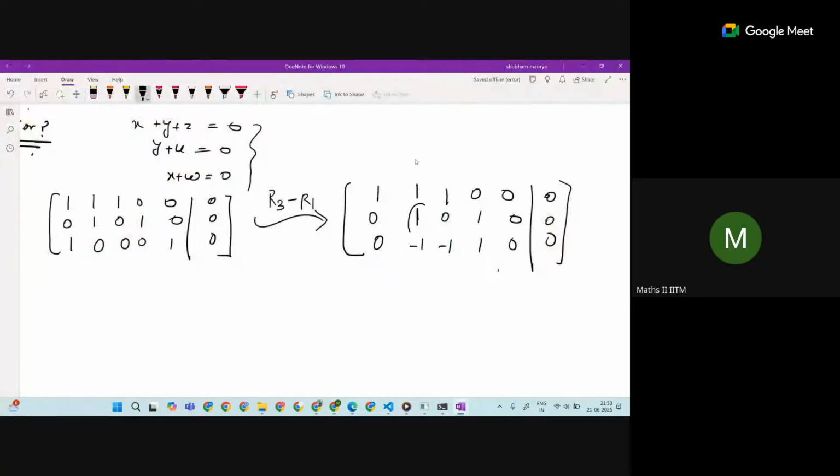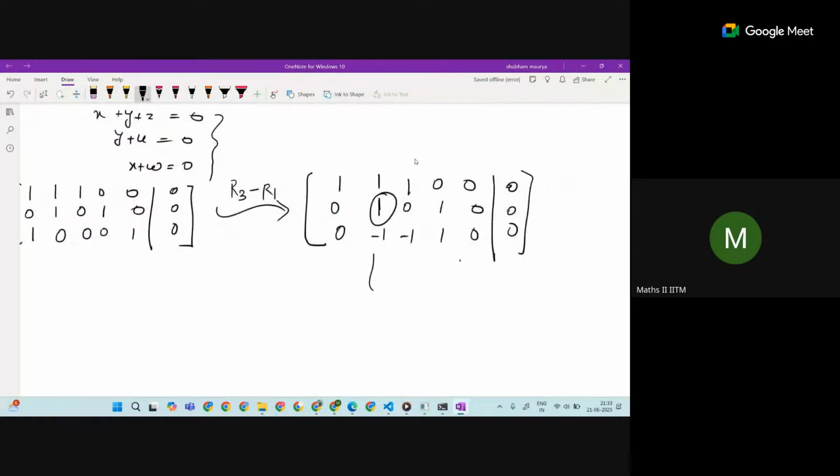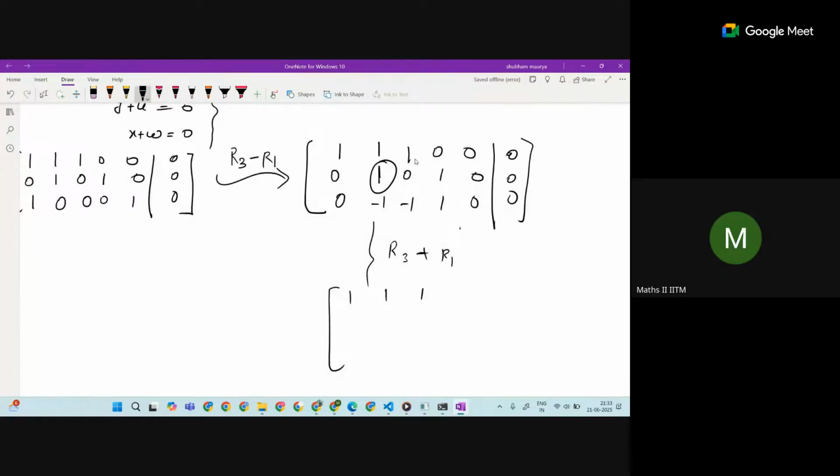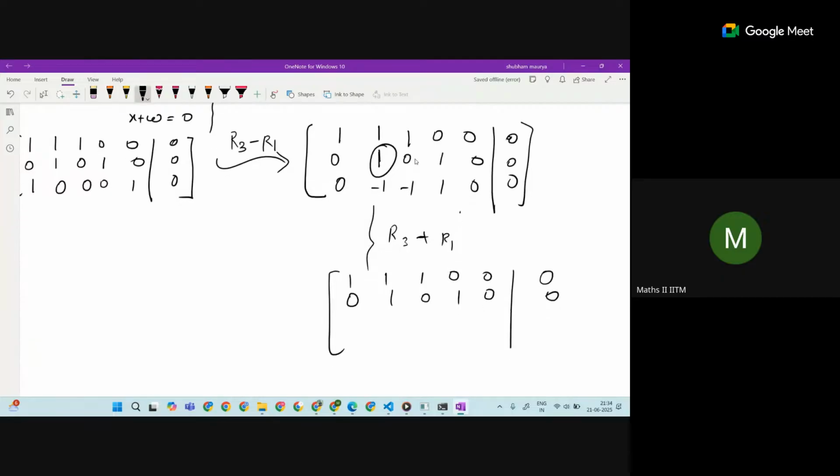See, here is the leading one, so below it I want to make 0. So you can follow the step R3 plus R1. If you do it here, this will be 1 1 1 0 0. The right side is 0, there is no use of it. If you want to write it, you can write it; otherwise you can just carry it along. This is 0 1 0 1 0, and then 0 here. Now this is 0, and this is minus 1, and this is 2, and 0 0.